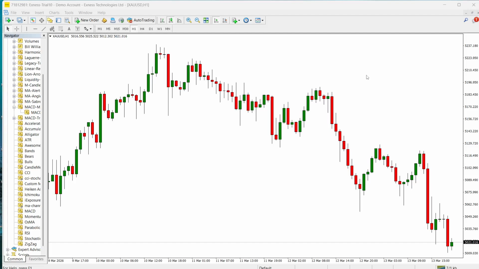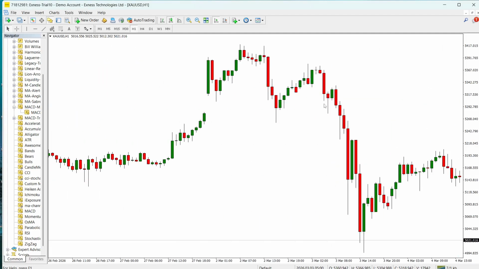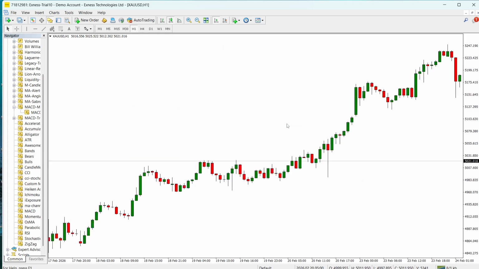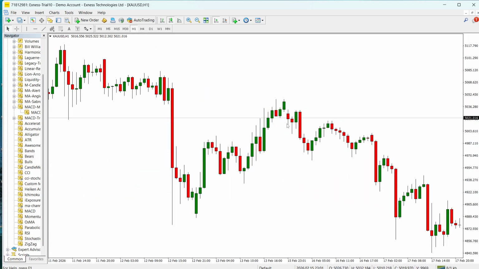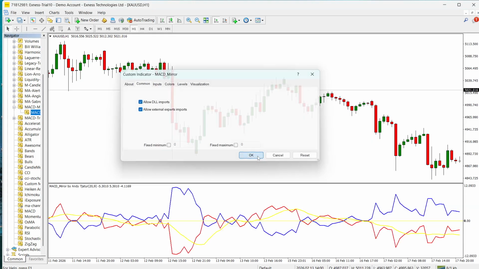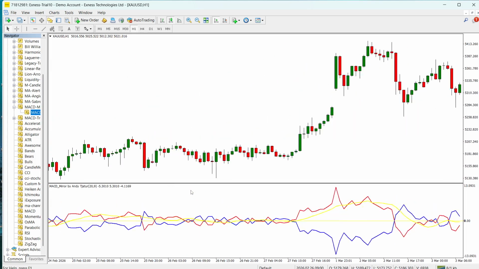Hello traders, in this video we are looking at the MACD mirror indicator for MetaTrader 4, and I'll show you how this dual view MACD analysis tool works on your charts. At this point I'll go ahead and load the indicator on the charts so you can see how it looks in real time. Remember to allow the URL imports, and there we go.